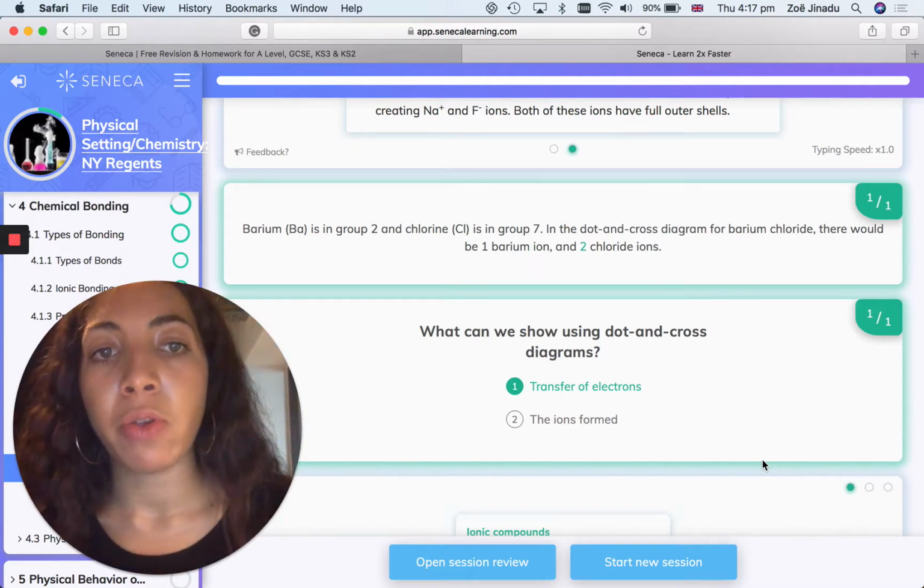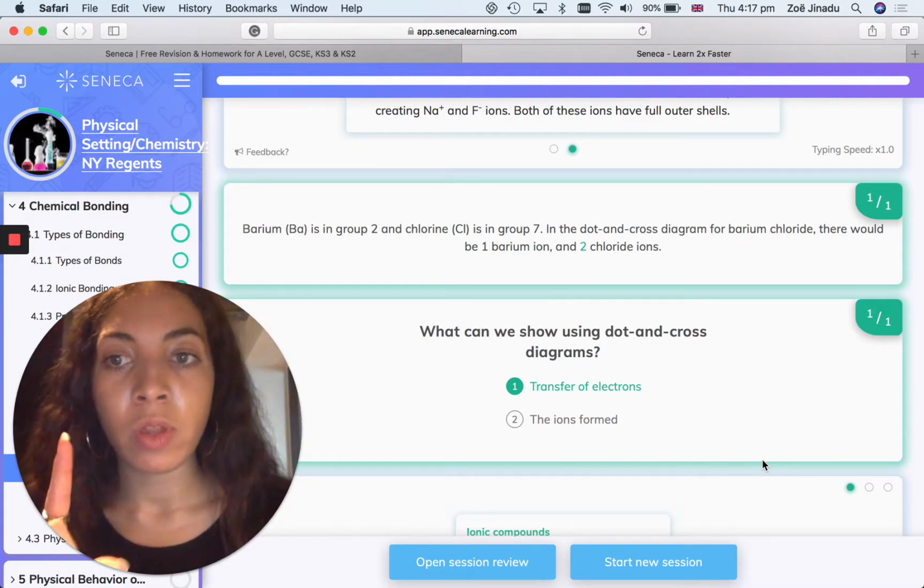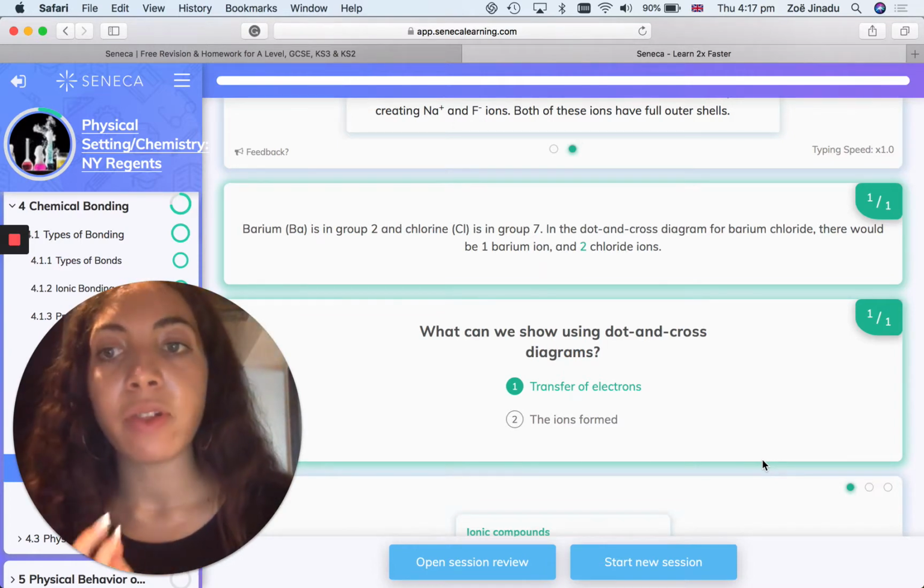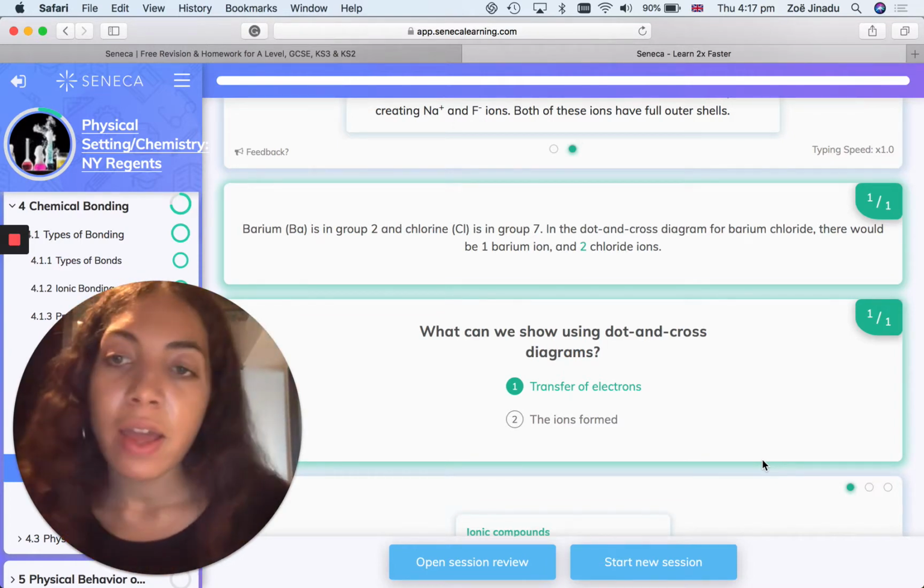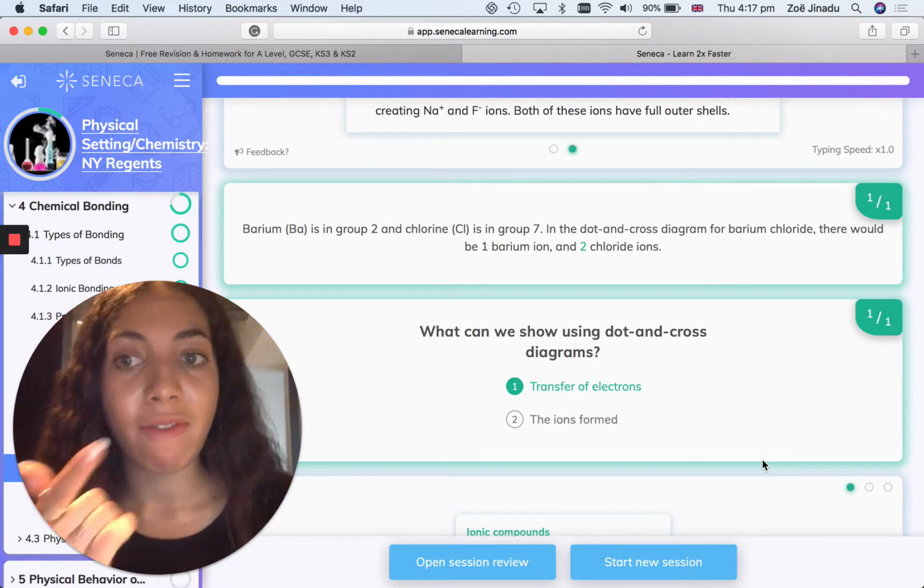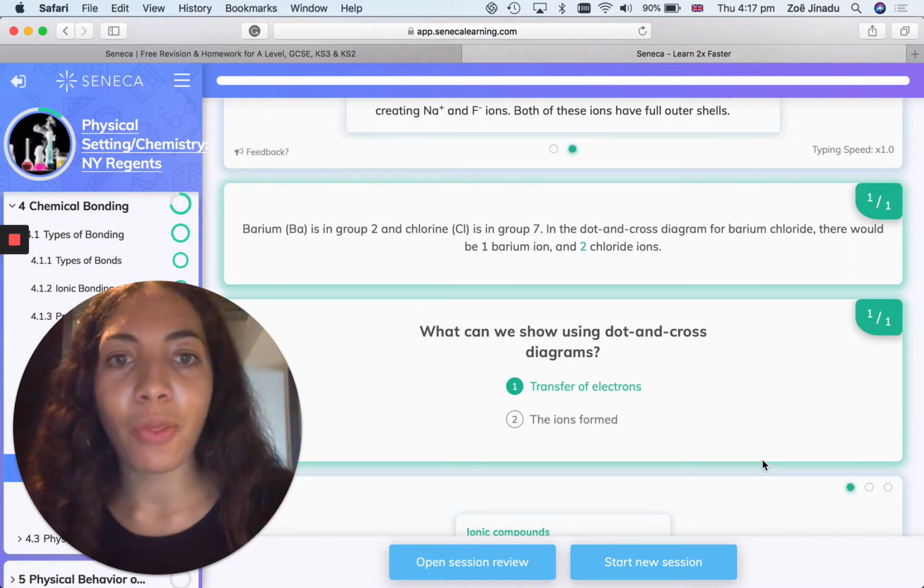What can we show using dot and cross diagrams? Number 1, the transfer of electrons. Number 2, the ions formed. So they're pretty important. If you're just listening to this, then definitely search up some photos and examples and have a look on our website to see how they're made.